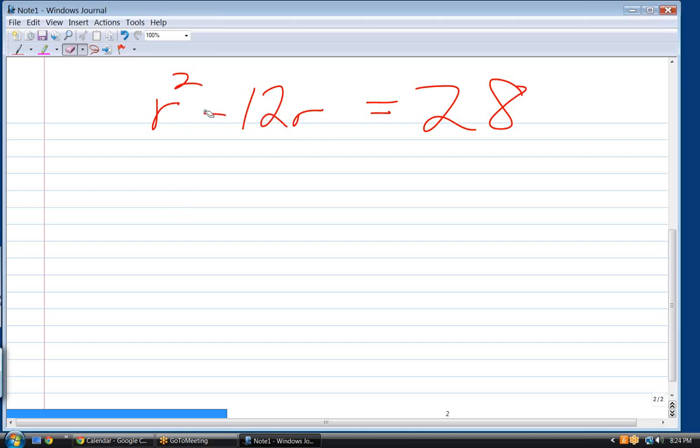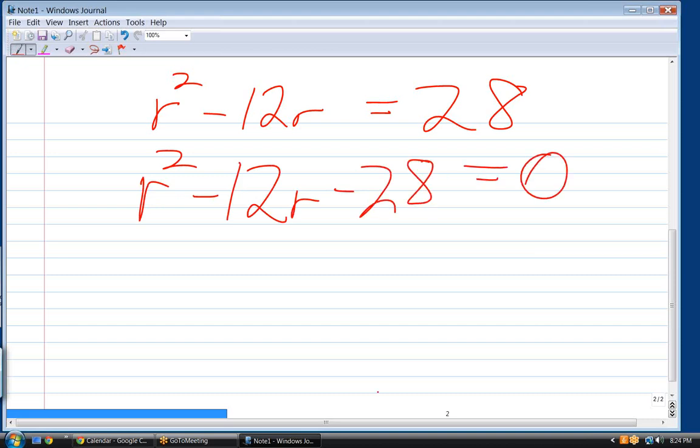So I got two choices. I can complete the square and go that route. Or I can subtract the 28 from both sides, putting it in standard format. In other words, I got two choices. I can do this. Now I can try to factor it. And if this factors nicely, I'm home free, but I don't think it does.